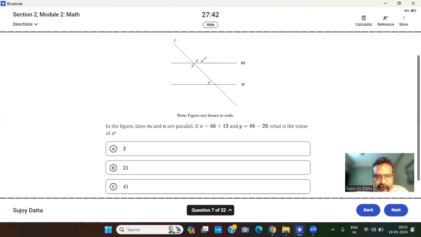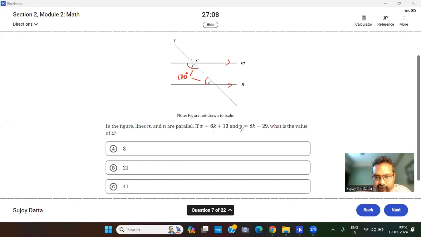Okay, here the M and N are parallel lines. So that means X and Y are equal and Y plus Z must be 180 because they are on the same side and between the two parallel lines. So they must be adding up to 180. Or you can also see that this is Z. So this is also Z here. Obviously, Y and Z make a straight line. So Y plus Z is 180. So whichever way it works.